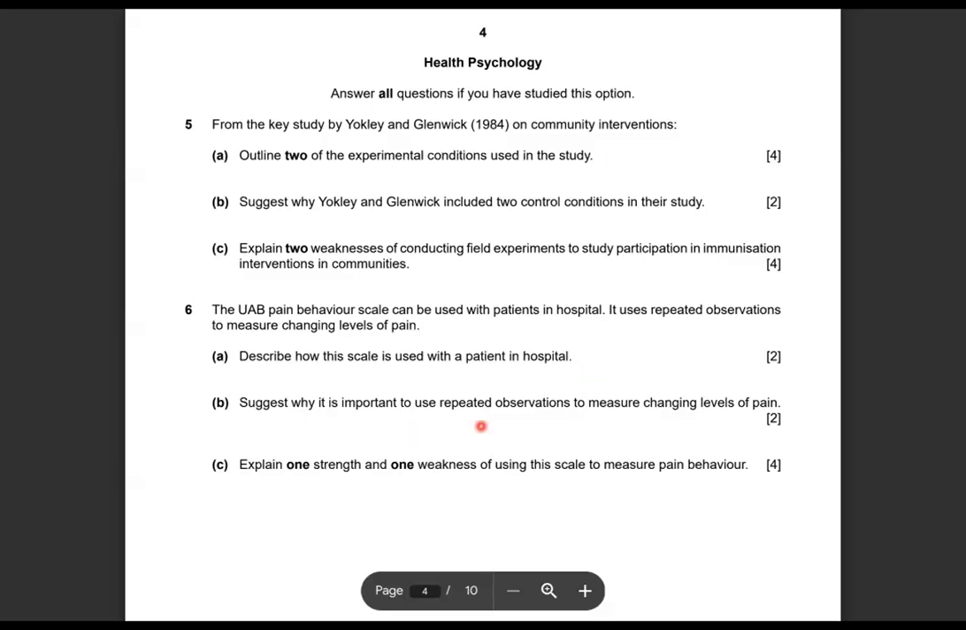Suggest why it is important to use repeated observations to measure changing levels of pain. So again, this is more of a question where you have to be a little practical, use your common sense. Using repeated observation would mean that you can track the pain behavior over a number of days, to see if the pain is increasing or reducing, and you can give the treatment medication accordingly based on whether the individual's pain is increasing or not.